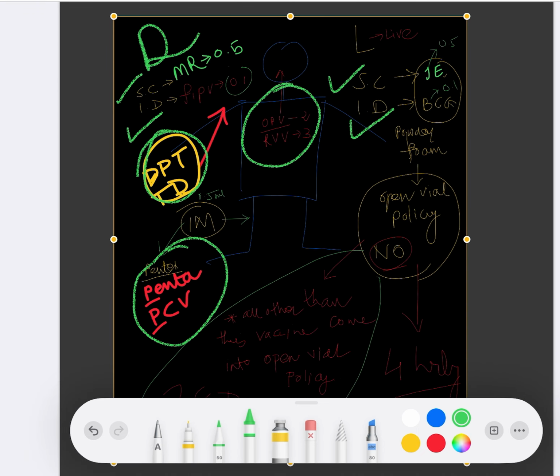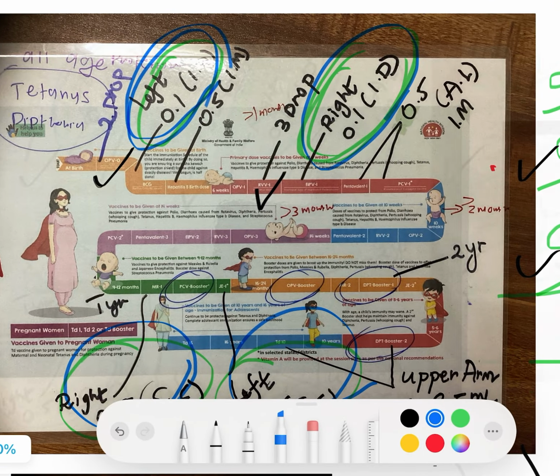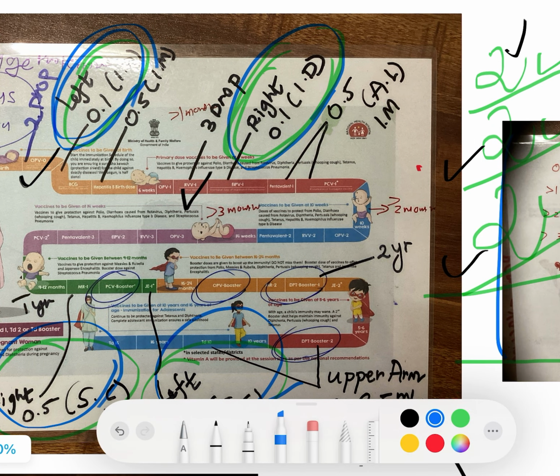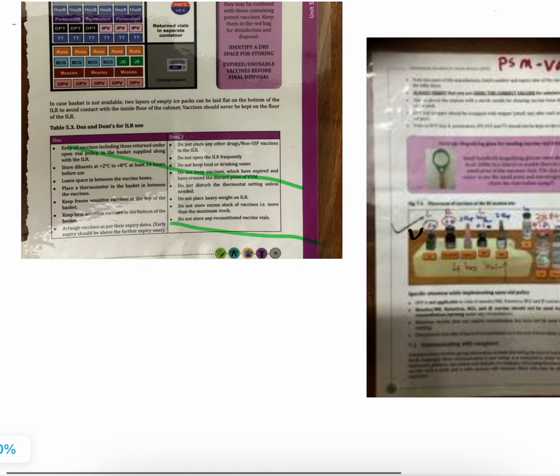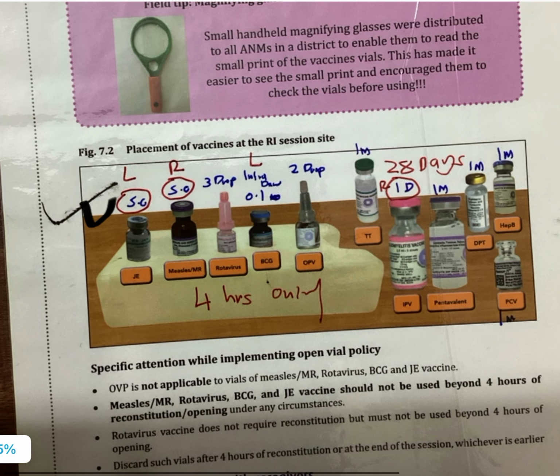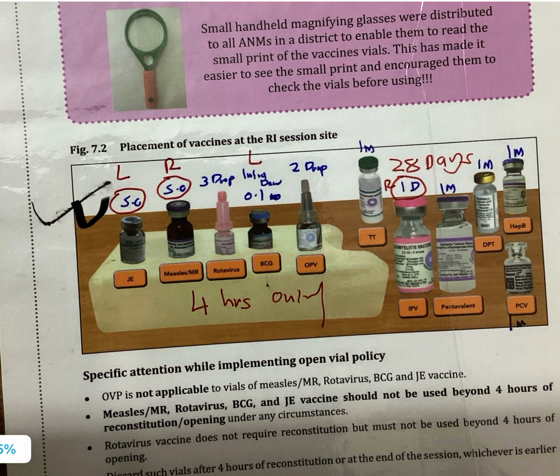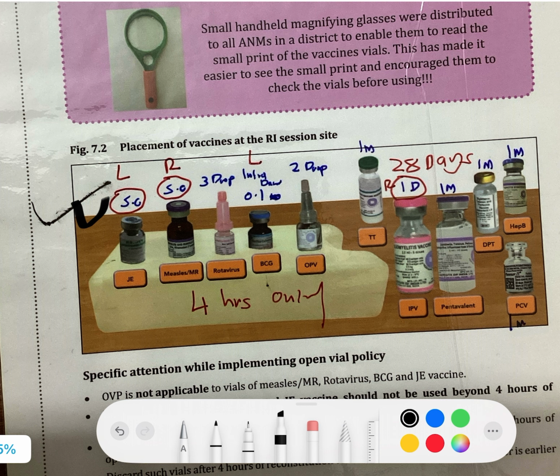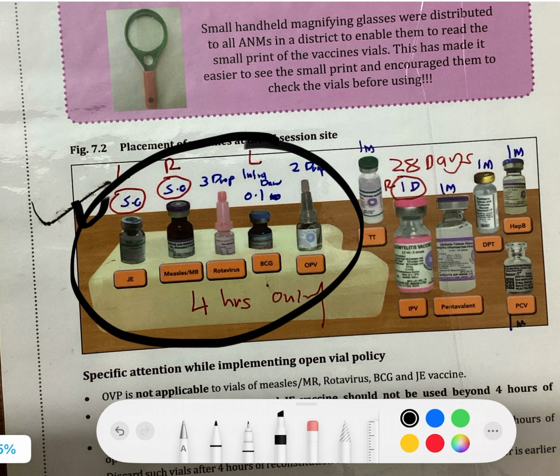Powder form vaccine. What are the powder form vaccines? You can see here the powder form vaccines. This is powder form vaccine, this one is powder form vaccine, this one is powder form vaccine. So powder form vaccines are mostly live vaccines. They are given within 4 hours.